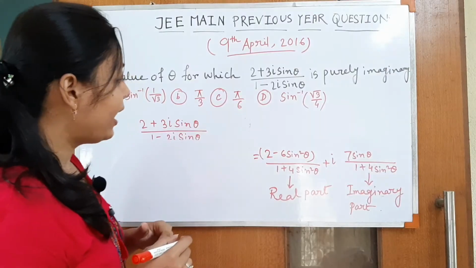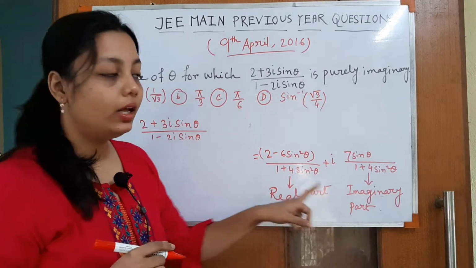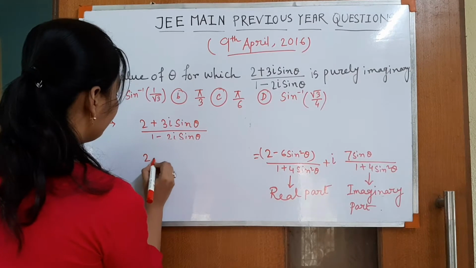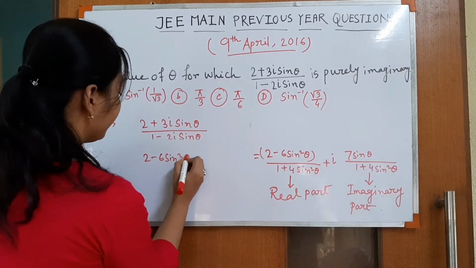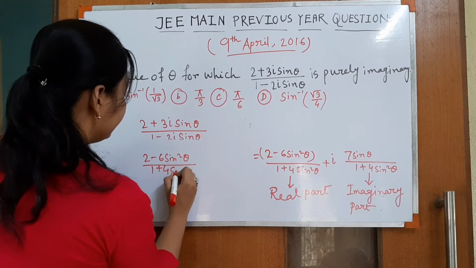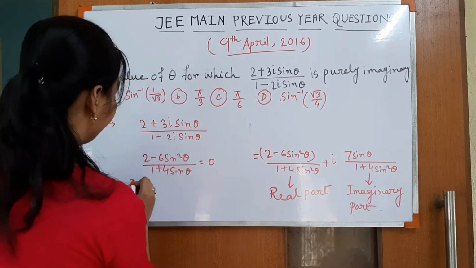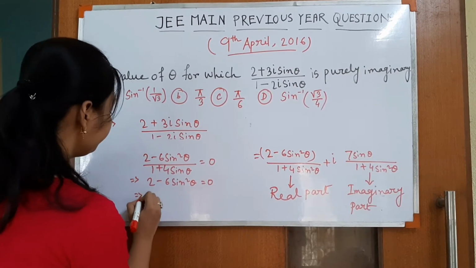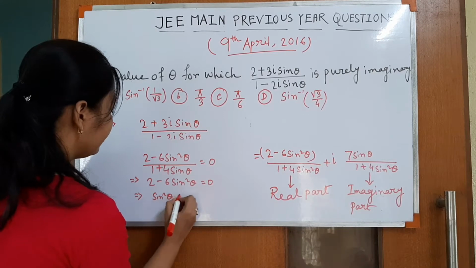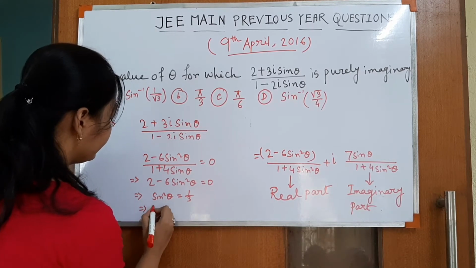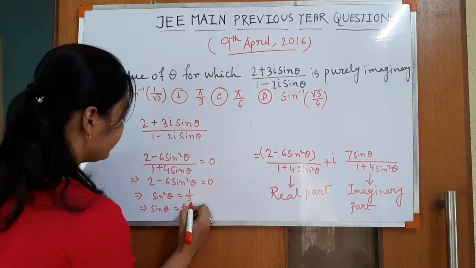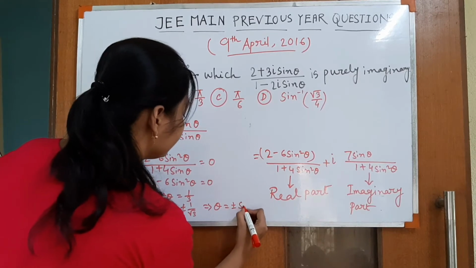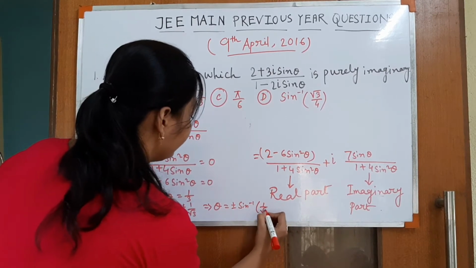Okay. Since we have to make this term purely imaginary, we have to equate the real part with 0. 2 minus 6 sin square theta by 1 plus 4 sin square theta equal to 0. We get 2 minus 6 sin square theta equal to 0, sin square theta equal to 1 by 3, sin theta equal to plus minus 1 by root 3, and theta equal to plus minus sin inverse 1 by root 3.